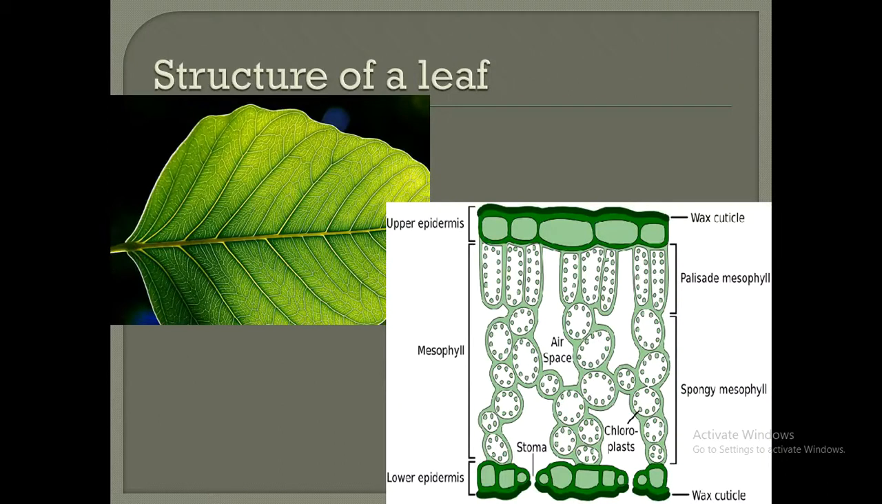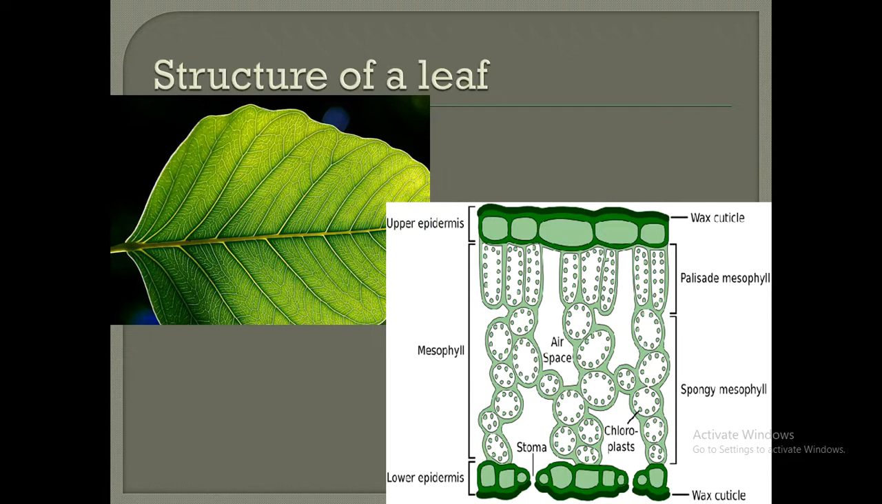Before going into the detail of photosynthesis, we must learn the structure of a leaf. Here we have two pictures. One is the picture of a generalized leaf, and the other one is the internal structure of a leaf, the cross-section area. In the cross-section diagram, you can see that there are different types of cells. The ones on both sides of the borders of the leaf are the epidermal cells, the upper epidermis and the lower epidermis.